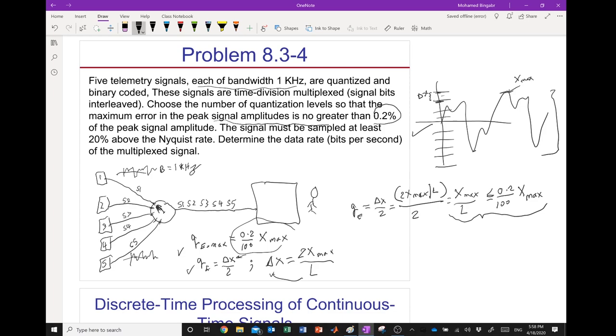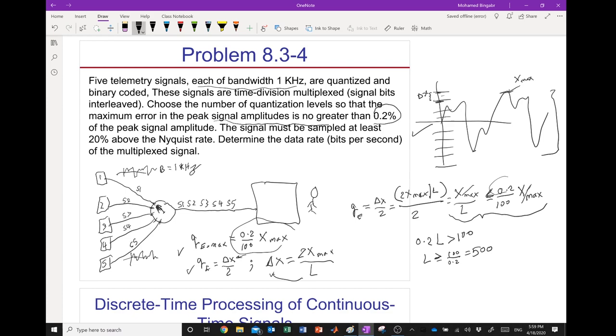If I solve this, x max here will cancel. To solve this, let's do a cross product here. Multiply this by L. So I get 0.2L larger than 100, and L will be 100 divided by 0.2, that's 500 levels. That's how many levels I need, at least 500 or more. Okay, so we solved that.